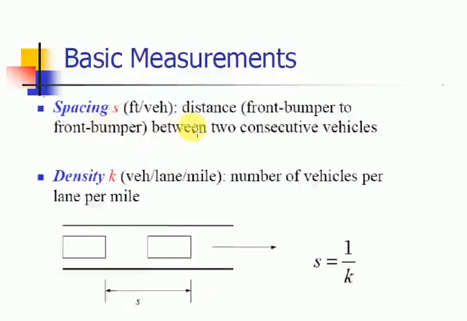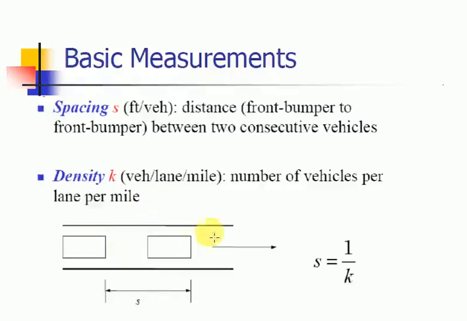Next is spacing. Spacing is similar to the headway that I discussed initially. It is basically the distance between two corresponding points of two successive vehicles at a given time. So between two vehicles, the distance from front bumper to front bumper is basically the spacing between two vehicles. After speed, that is your distance traveled with respect to time, the next important factor is density.